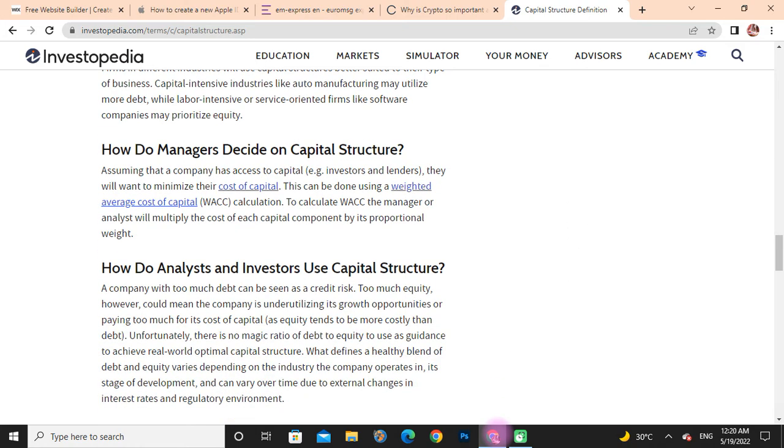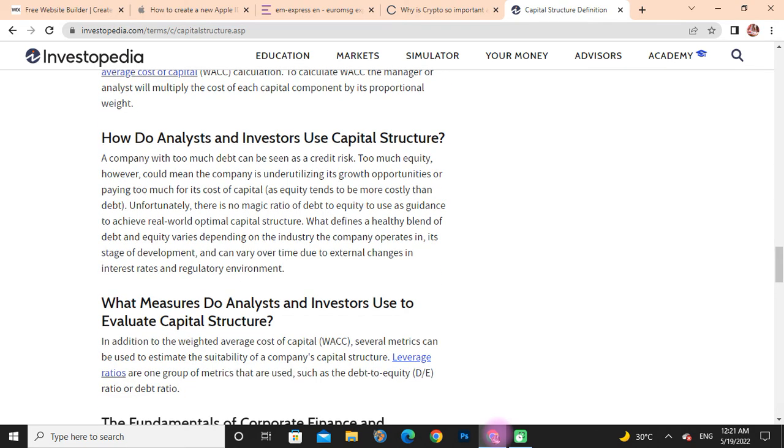Assuming that a company has access to capital from investors or lenders, they will want to minimize their cost of capital. This can be done using a weighted average cost of capital calculation, in which managers multiply the cost of each capital component by its proportional weight. How do analysts and investors use capital structure?